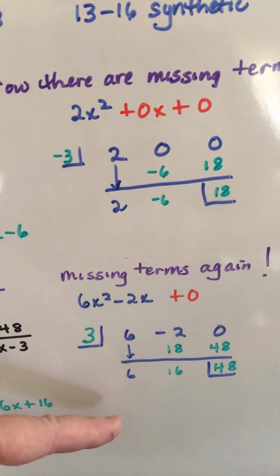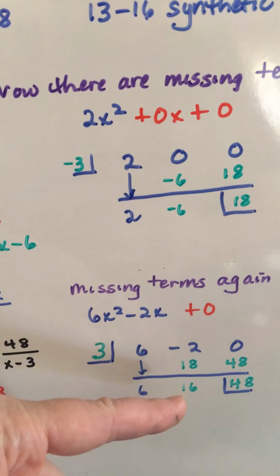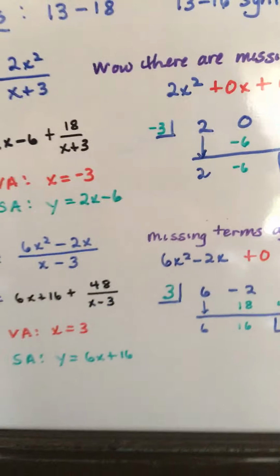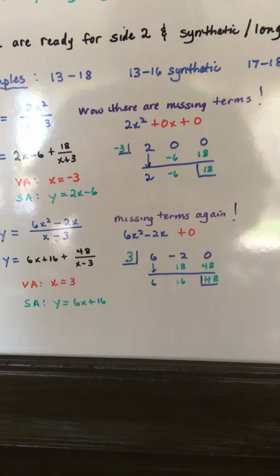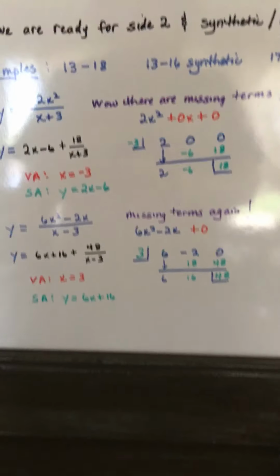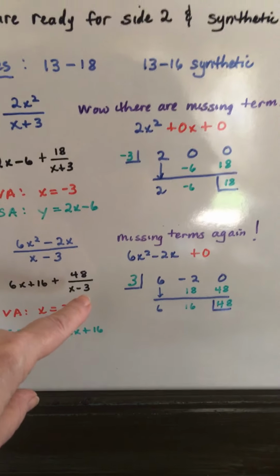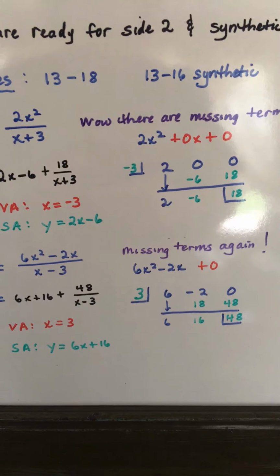I bring down the first term. 3 times 6 is 18, add. 3 times 16 is 48, add. I can see my quotient is y equals 6x plus 16, and the remainder is plus 48 over x minus 3. What's my vertical asymptote? X equals 3. And what's my slant asymptote? Y equals 6x plus 16.